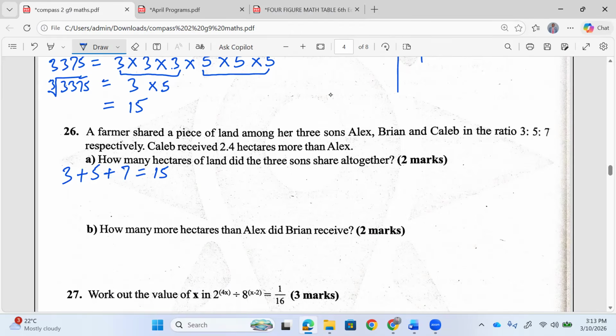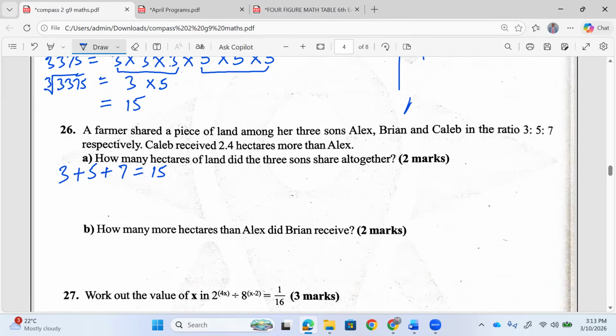Then we're being told that this is Alex, Brian, and Caleb. They are receiving in the ratio 3, 5, 7, meaning that, okay, this is respectively.